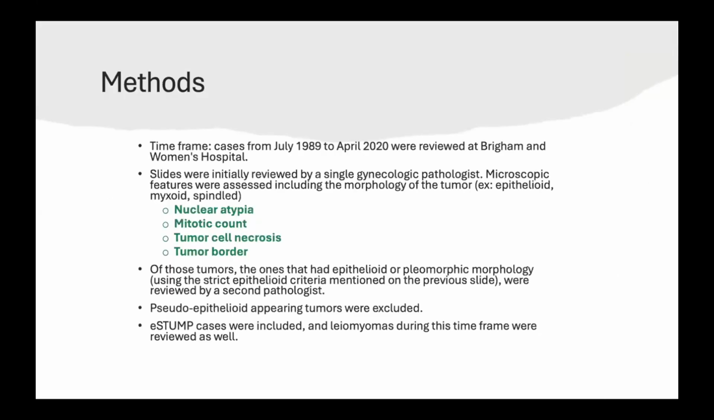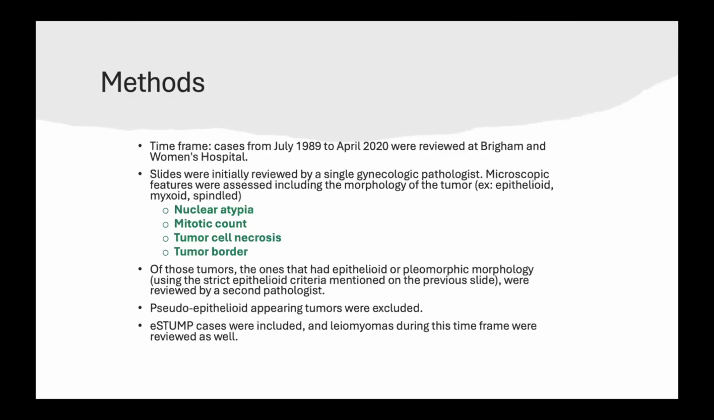This retrospective analysis reviewed cases from July 1989 through April 2020 at Brigham and Women's Hospital in Boston, Massachusetts, in the States. Slides were initially reviewed by a single gynecologic pathologist, who looked at the microscopic features, assessing the morphology of the tumor, whether it was epithelioid, myxoid, or spindled. He kept track of four points: the nuclear atypia, mitotic count, the necrosis, and the infiltrating border, or whether it did not have an infiltrating border, just the overall look of it.